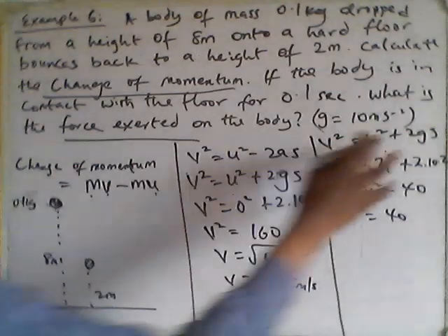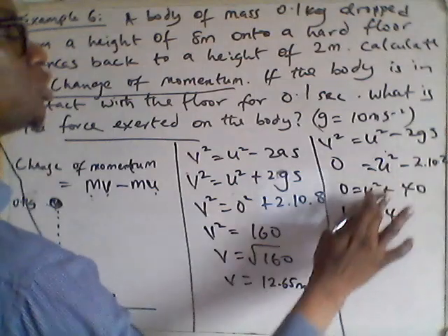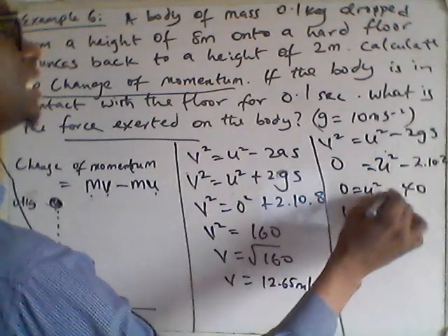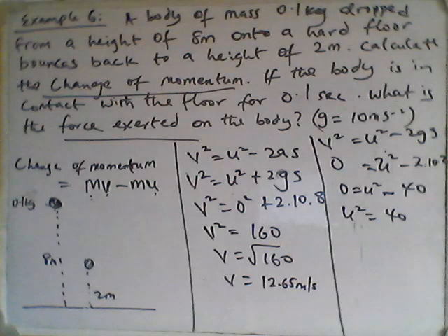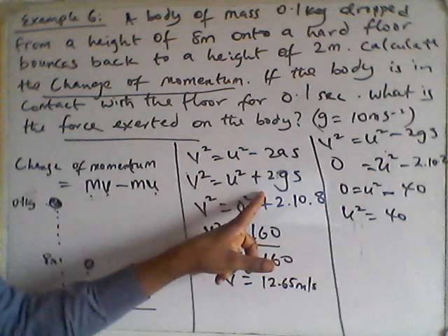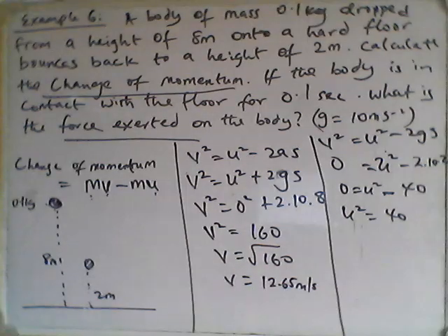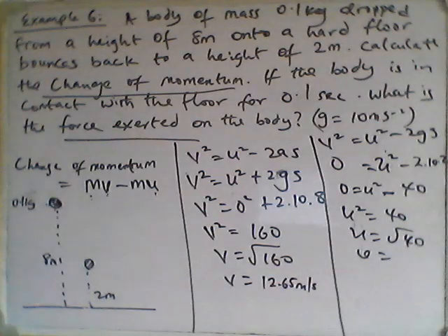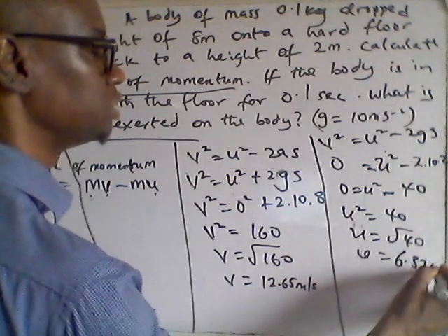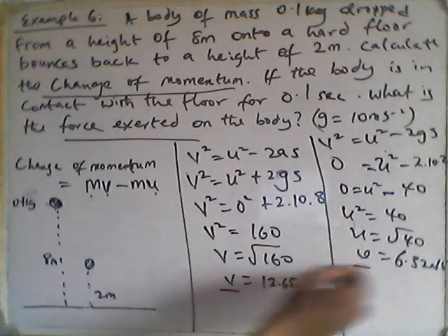Now, sorry about this. This is supposed to be minus. I'll tell you why it's minus. Because it's acting against gravity. So that when this one comes down, it becomes plus. Please note, because it's coming down, that's why there's a plus here. You understand? But when it's going up, it's a minus. So the square root of 40 will give me u. By the time I compute that, I'm getting 6.32 meter per second.